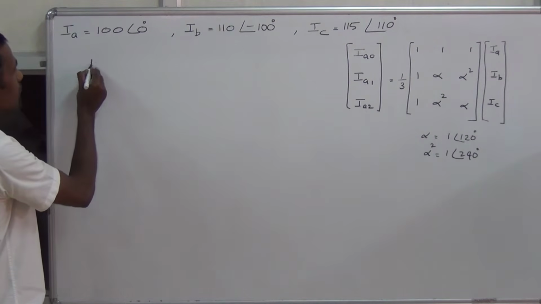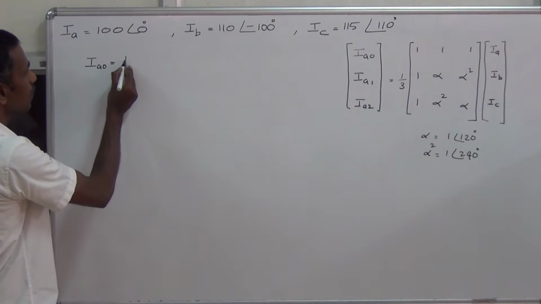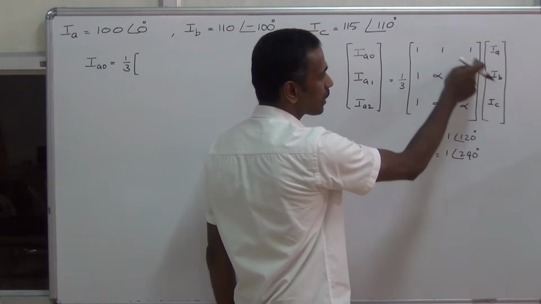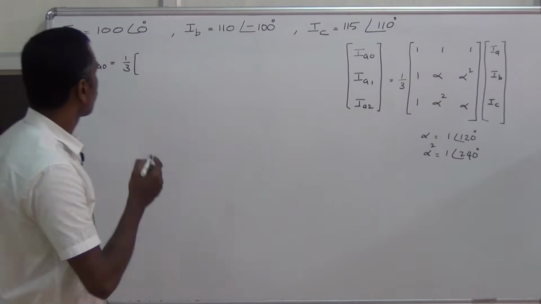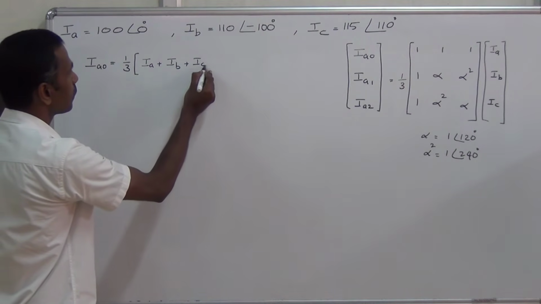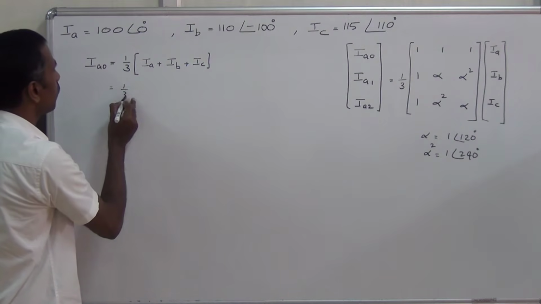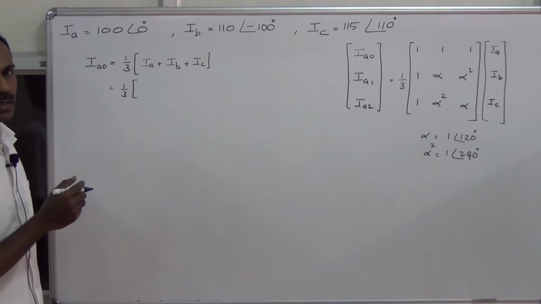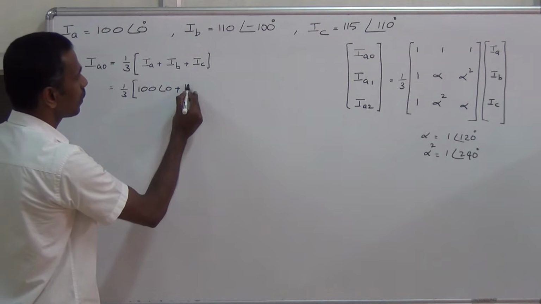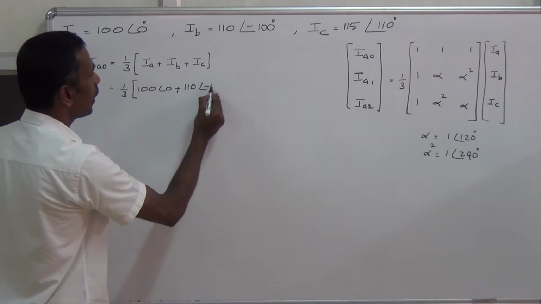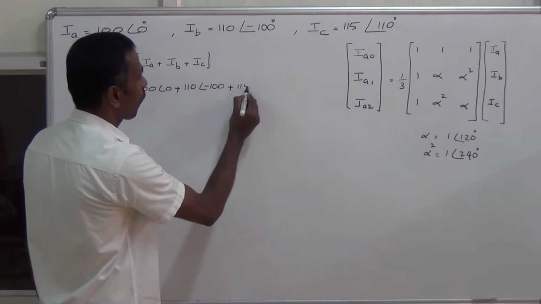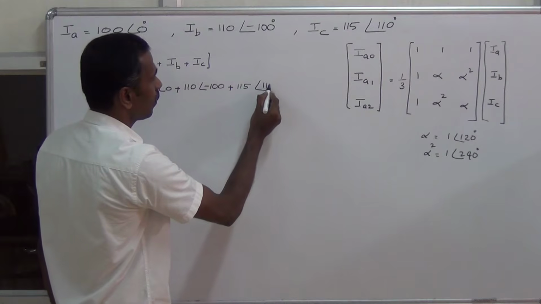Let's first find out the zero sequence current IA0. This is equal to 1/3 into IA plus IB plus IC. This is equal to 1/3 into IA equals 100 angle 0 plus IB equals 110 angle minus 100 plus IC equals 115 angle 110.